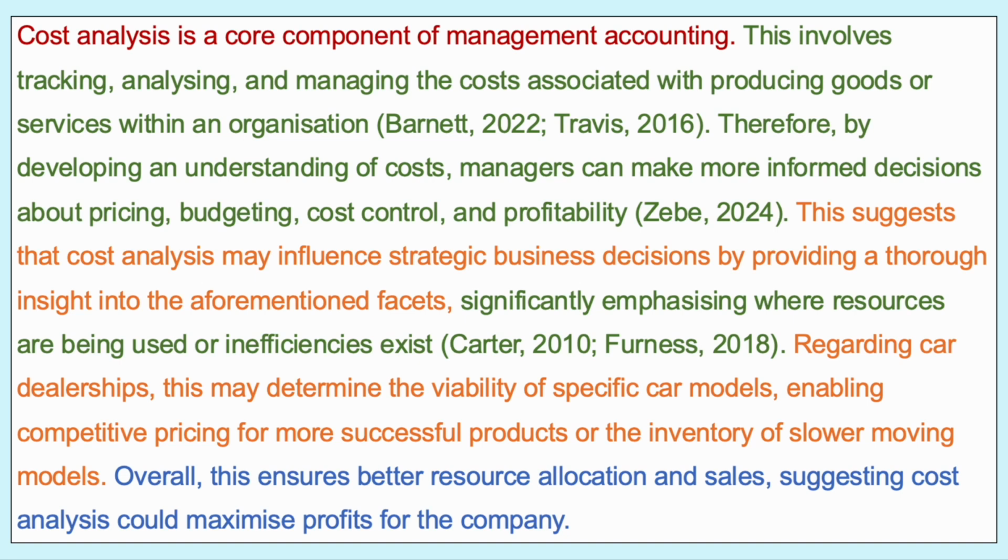Now let's tie it up with that link sentence to bring us to a close. Overall, this ensures better resource allocation and sales, suggesting cost analysis could maximise profits for the company. All of the PEEL components are in there. And there's a little bit of flexibility in how it mixes or moves between evidence and explain. You can do that as well. You don't have to be really linear and add a point, add your evidence, explain it all and move to the link. If you need to move back and forth between the two E's, then you can do.